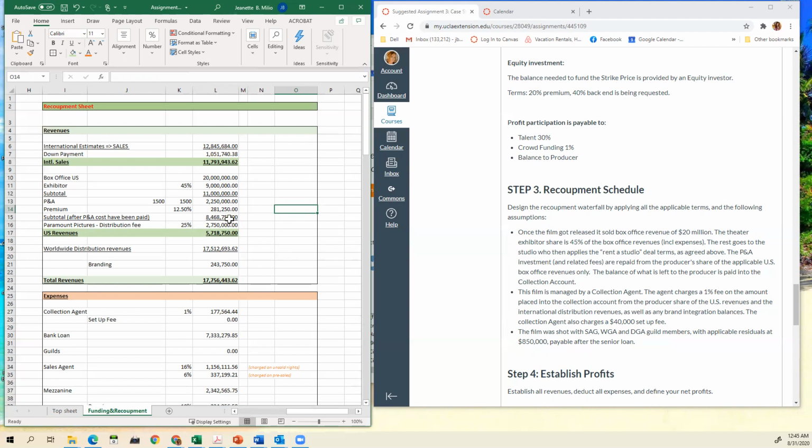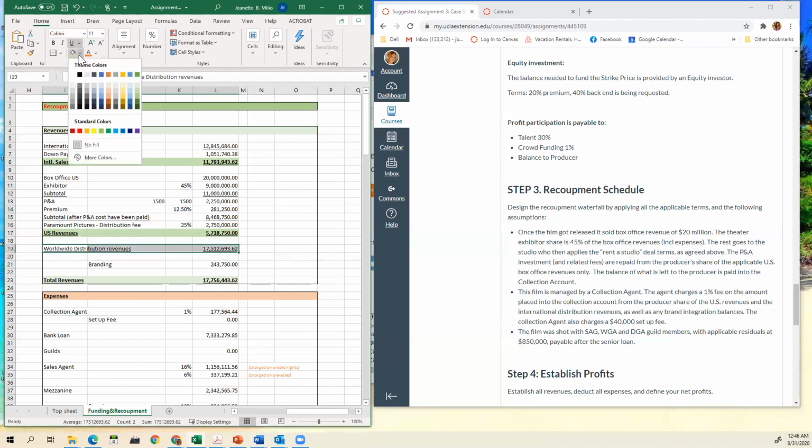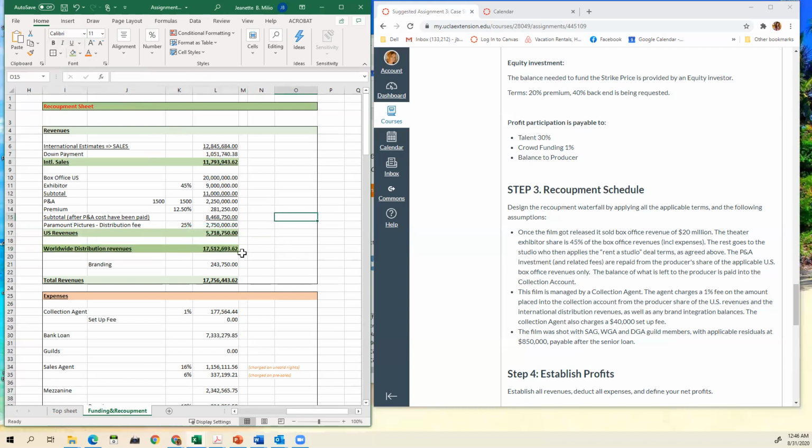So now we're left with 8,486,750. We also have to pay the Paramount Studio distribution fee of 25% of our share, which is 11 million, leaving us with $5,718,750 in revenues from the US. So altogether, we have distribution revenues of $17,512,693. The branding is now coming back.